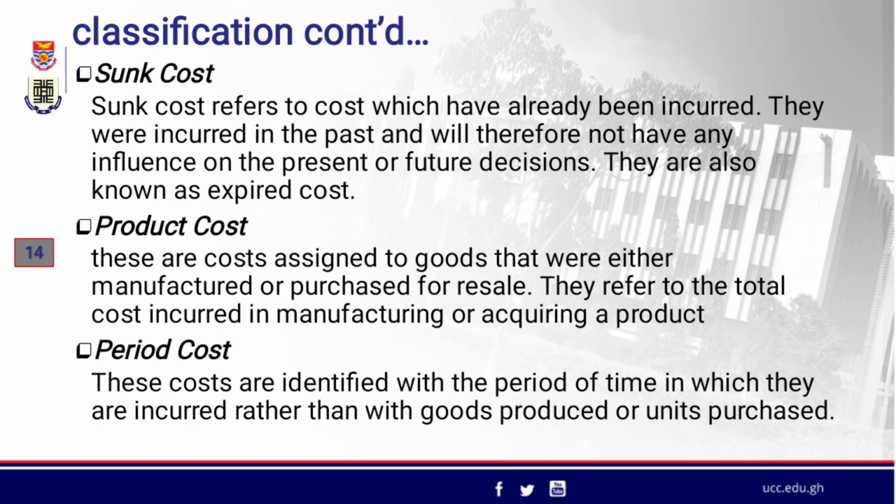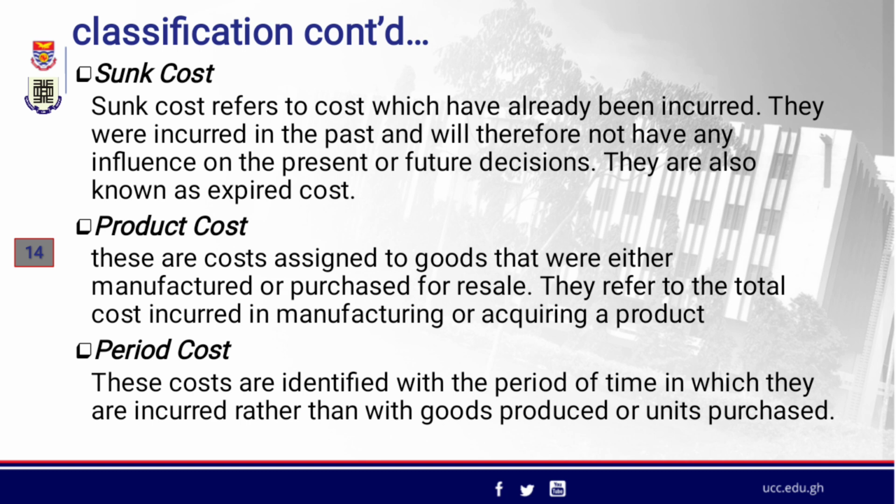Sunk cost. In costing, we note that a historical cost is an example of a sunk cost. So sunk cost refers to the cost which has already been incurred, and practically there can be nothing done about it. Future decisions cannot influence that cost, and they were incurred in the past and will therefore not have any influence on the present or future decisions. They are also known as expired costs.